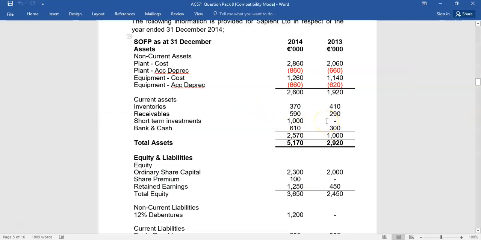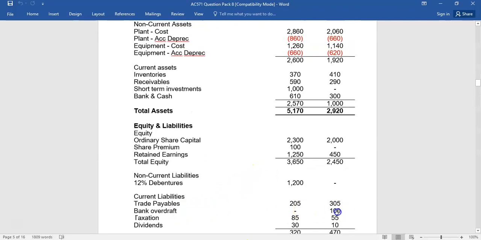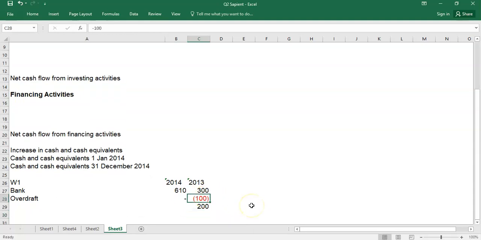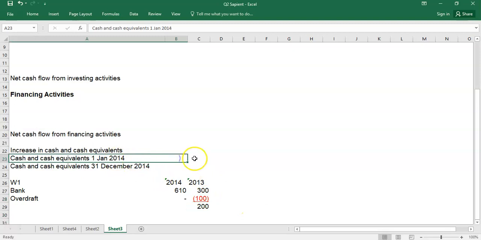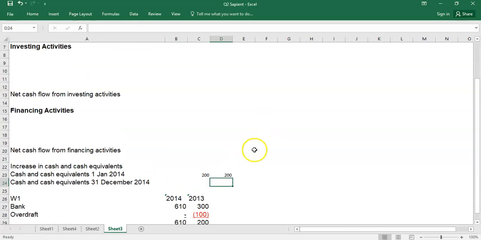But remember, in IAS 7, they say it's cash and cash equivalents. So that is anything with a maturity of less than 3 months. This short-term investment doesn't have a maturity of less than 3 months, as you'll see in a second, but the overdraft does. So you have 100 of an overdraft, which is minus 100, and then no overdraft in 2014. So you've got a net cash position of 200 in 2013, which is our opening balance. And your closing balance then is 610. So your 610 cash and cash equivalents at the year end.